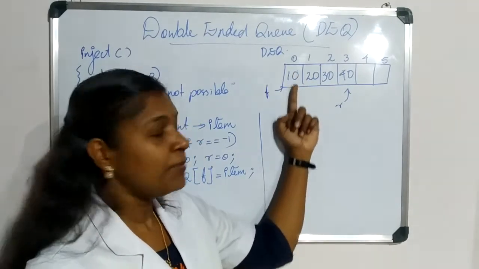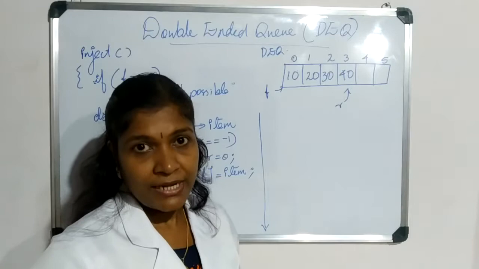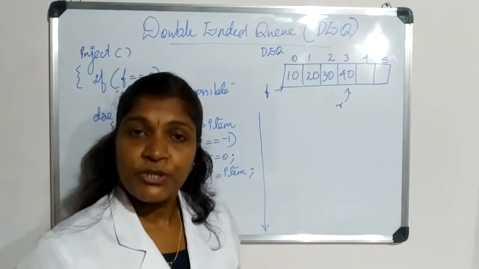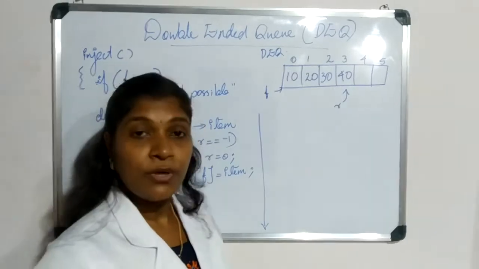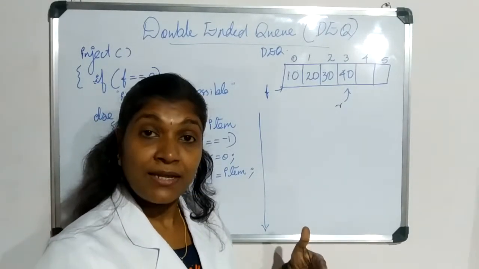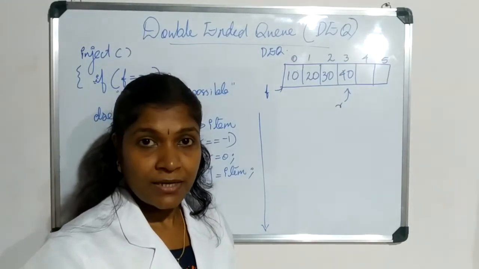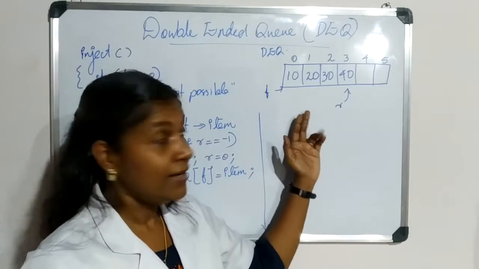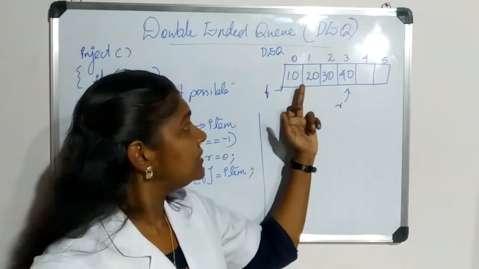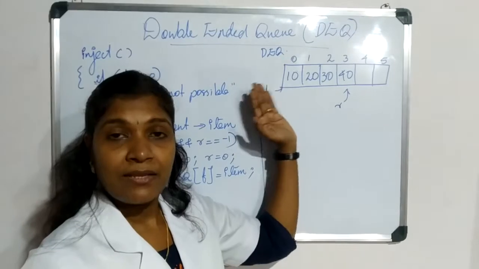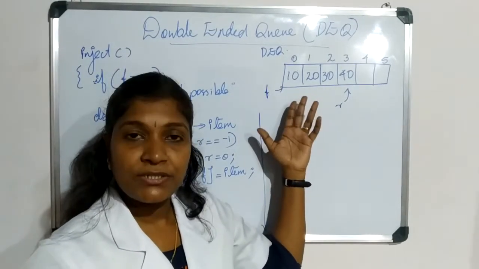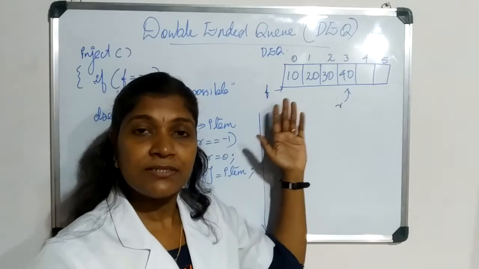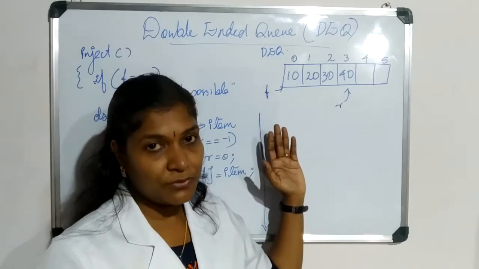Right now F is pointing to position 0, right? Is there any option to enter more elements into this double-ended queue through the front end? There is no hope, right? There is no scope to enter an element through the front end because there are no vacant spaces at the front end. Clear? So what is the full condition, or if inject is not possible, what is the condition for that?